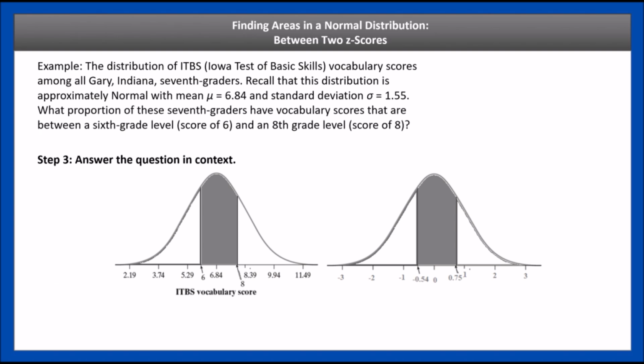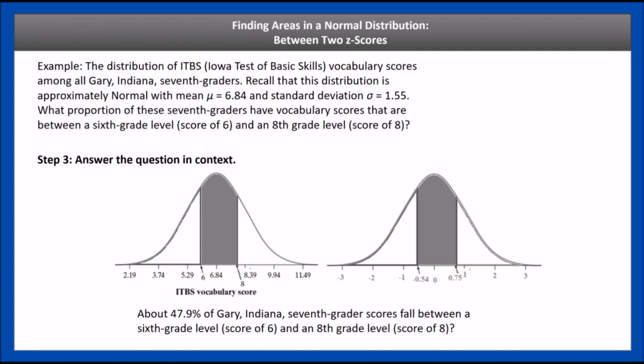Okay, so answer the question in context. Now we have both graphs: the original normal distribution, and the standard normal distribution, the z. If we answer the question in context, we say that about 47.9% of the 7th graders from Gary, Indiana, fall between the 6th grade level and an 8th grade level. And there shouldn't be a question mark there. I don't know why it's there. It should be a statement, not a question.